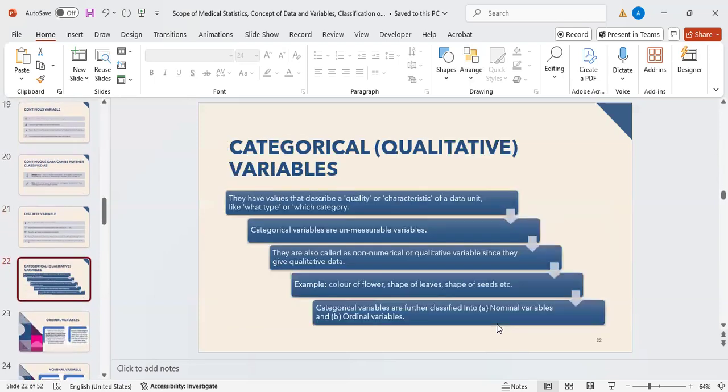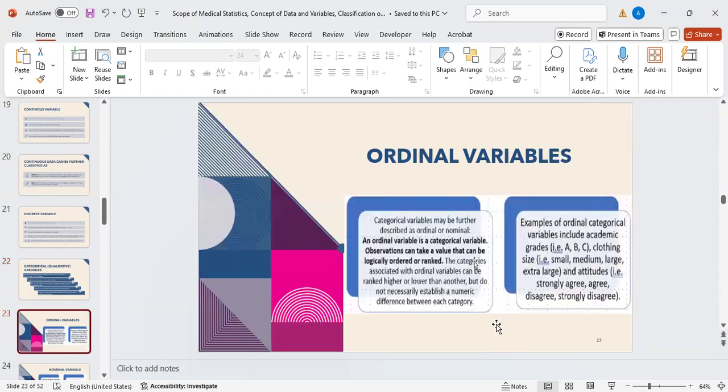Categorical or qualitative variables. They have values that describe a quality or characteristic of the data unit, like what type or which category. Categorical variables are unmeasurable variables. They are also called non-numerical or qualitative variables since they give qualitative data. For example, color of flower, shape of leaves, shape of seed, etc. Categorical variables are then further classified into nominal variable or ordinal variable.